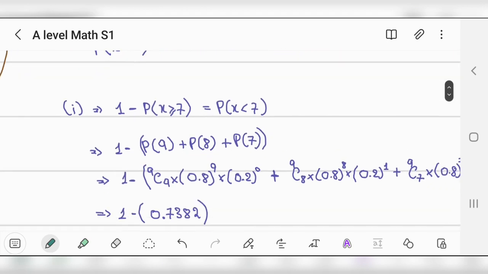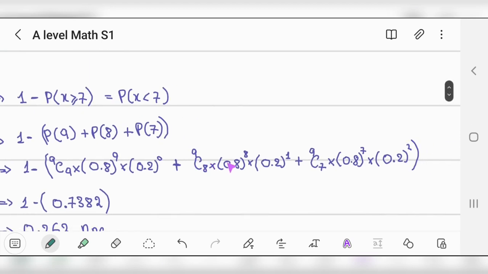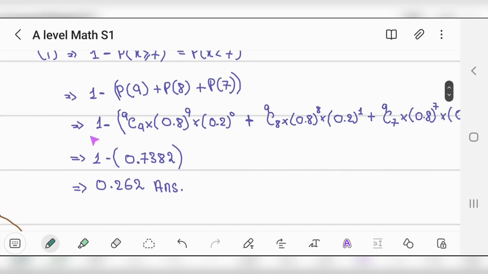9, 8, 7. So 9C9, all students have passed the examination. This is the probability, 0.8 to the power 9. Then 8 students have passed the examination, so 9C8 multiplied by 0.8 to the power 8, 0.2. 7 students have passed the examination, something like this. You add them up, or you just directly subtract, 1 minus all of them, and you get the answer.